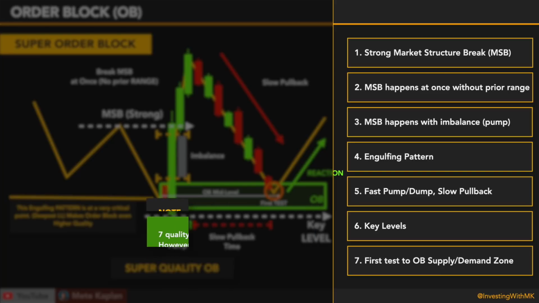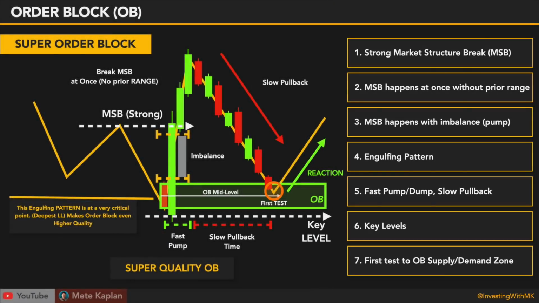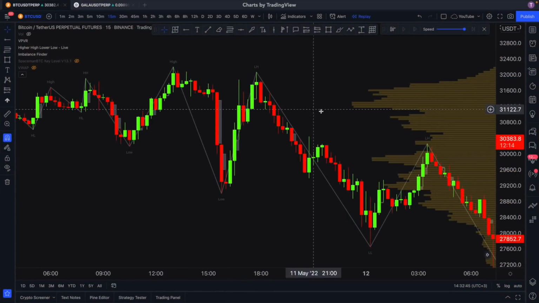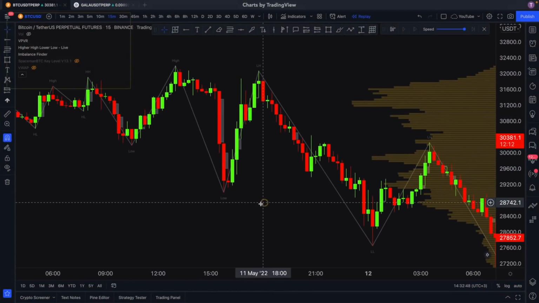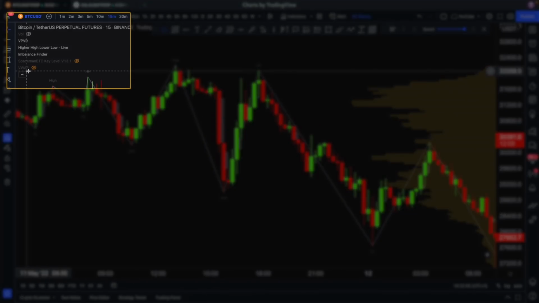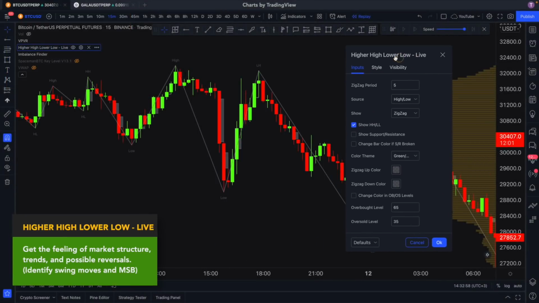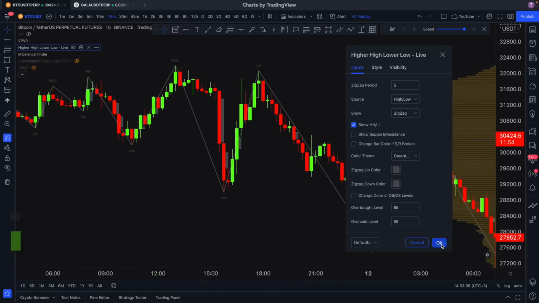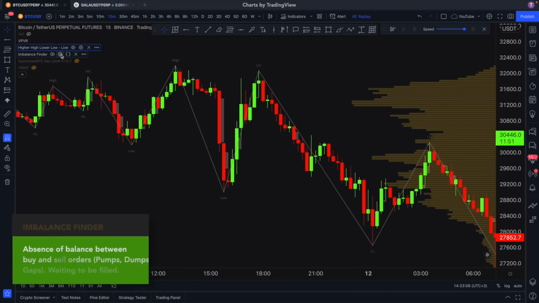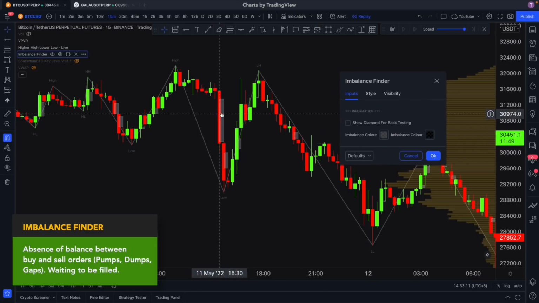Before we move on, let's talk about the indicators that I'll be using. If you have watched both of my best TradingView indicator videos, you already know the indicators that I usually use. My first indicator is Higher High, Lower Low, Live. I use this indicator to get a feeling of market structure and trends. The second indicator is Imbalance Finder. This indicator helps me to identify order imbalances. Price will always want to fill the imbalances.